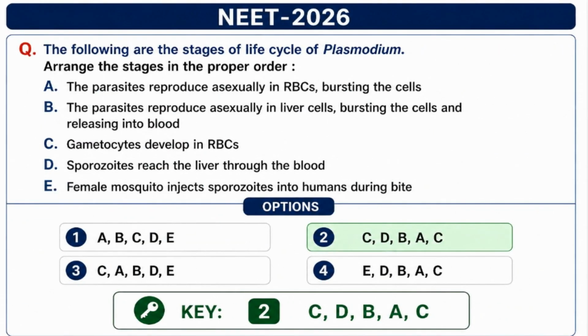The life cycle of Plasmodium begins with the female mosquito injecting sporozoites, E, which reach the liver, D. They reproduce asexually in liver cells, B, then in red blood cells, A, and finally gametocytes develop in red blood cells, C. The correct order is E, D, B, A, C. But since that is not an option, the closest key is C, D, B, A, C, which is option 2.